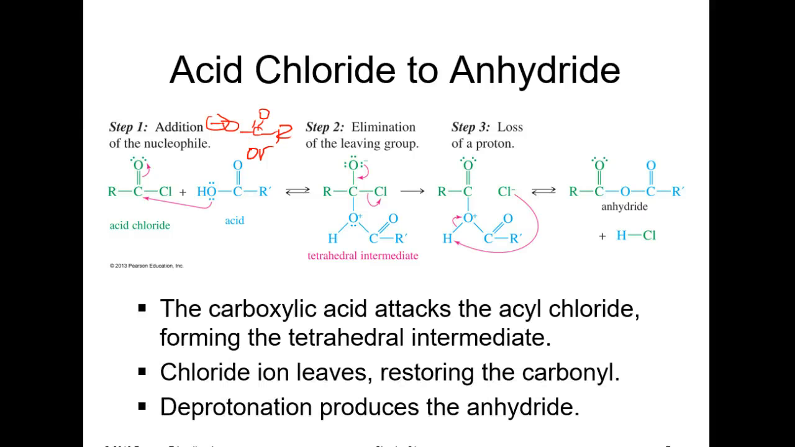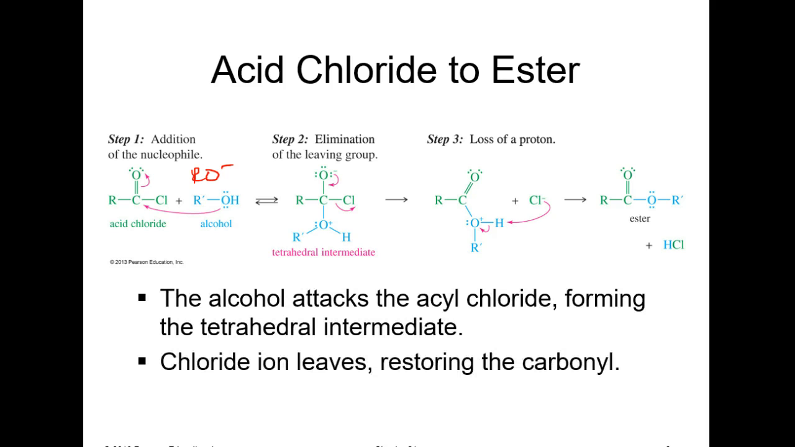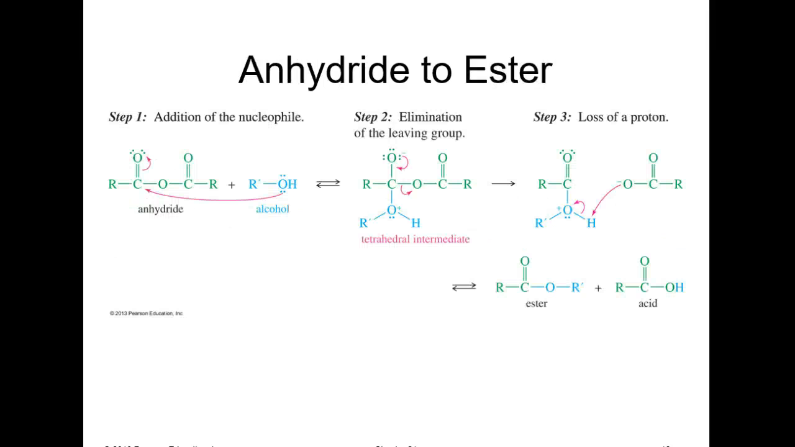That's to the anhydride. Acid chlorides to the esters. Just like I said, ROH, or you can add RO minus. All right. Again, do the one with the RO minus, and the mechanism is a lot easier. Same thing. So all we're doing is going down that list that we looked at. Acid chloride plus an amine gives you the amide. Now here's anhydrides to esters.